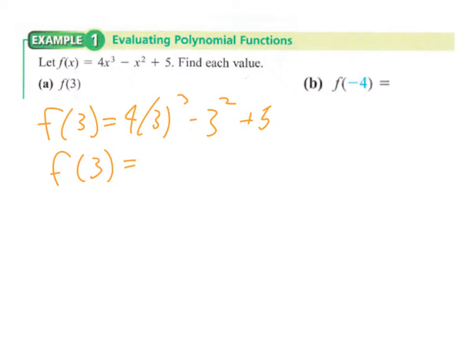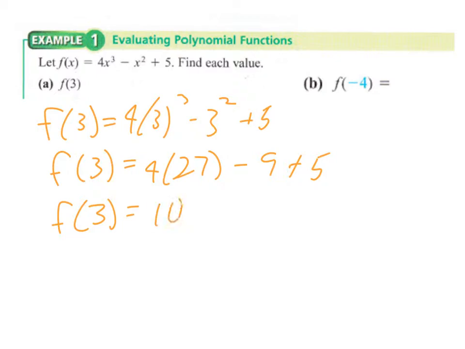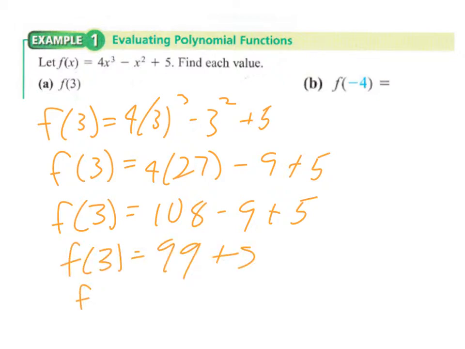Of course, cubing 3 we get 27. Squaring 3 we get 9. And so then we just have to multiply the 4 by 27. So 108 minus the 9 plus the 5. So taking 9 away from 108 gives us 99. And then add the 5, we get to 104. So that's what that looks like, finding f of 3.